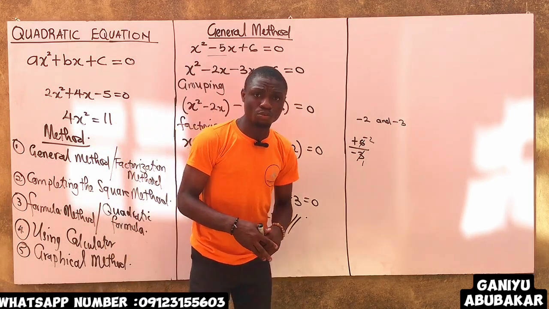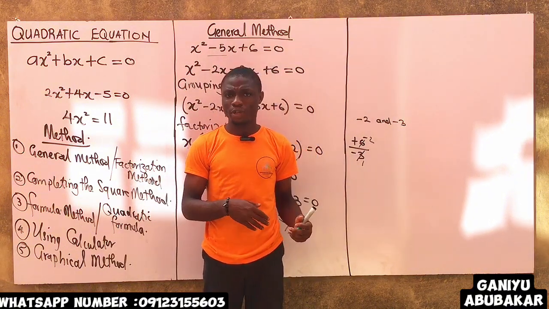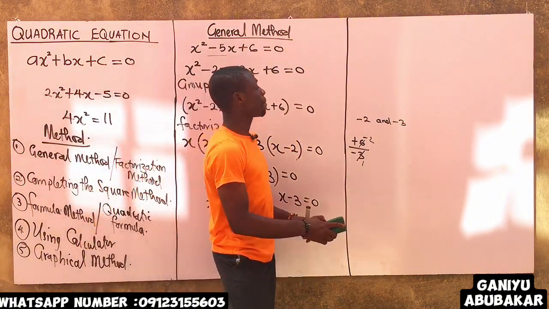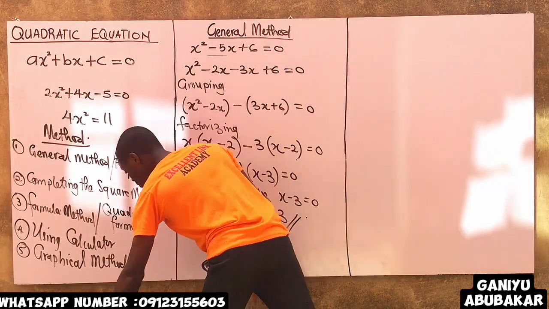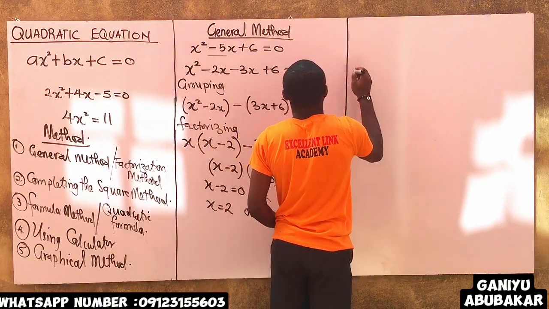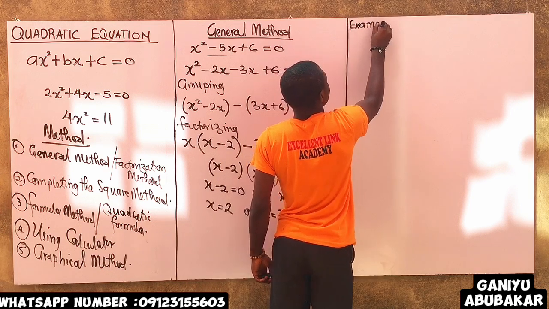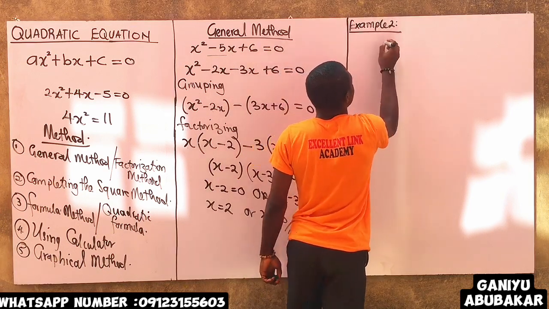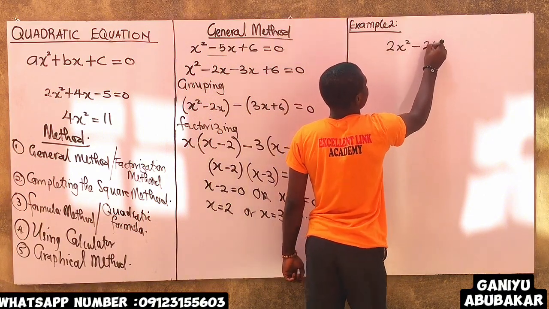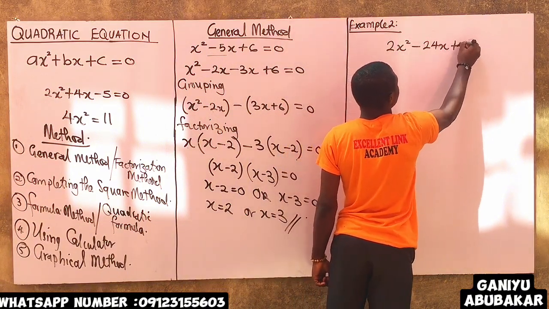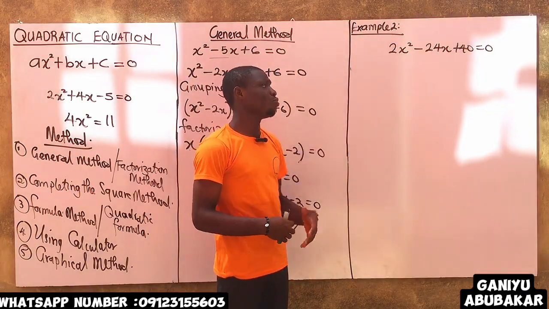Let's take another example and further explain the concept behind the factorization method. Example 2. If I have 2x squared minus 24x plus 40 to be equal to 0. Alright, let's try to solve this example 2.